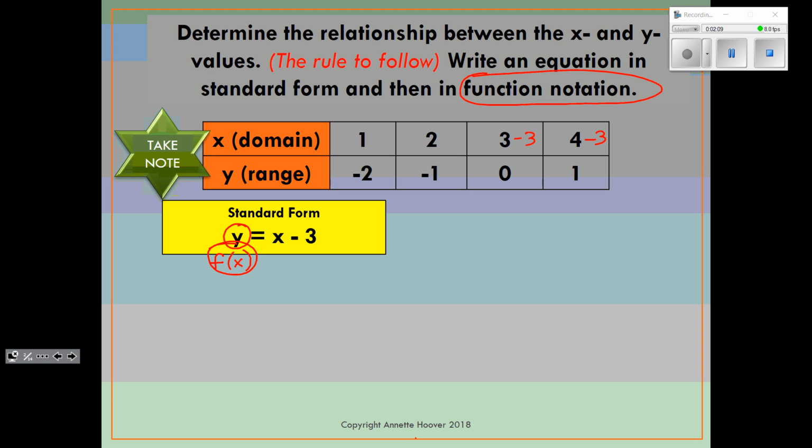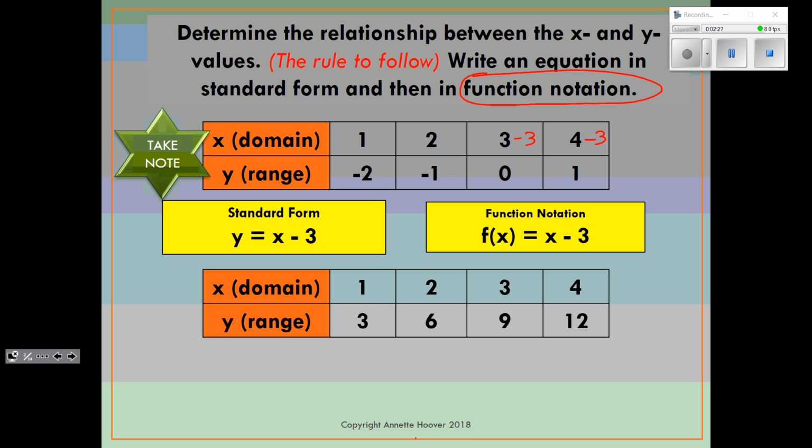Remember our previous lesson, a function is a relation or a group of ordered pairs where the x never repeats. It works just like the equation that has y equals. We're just replacing it with f of x. So it looks like this.